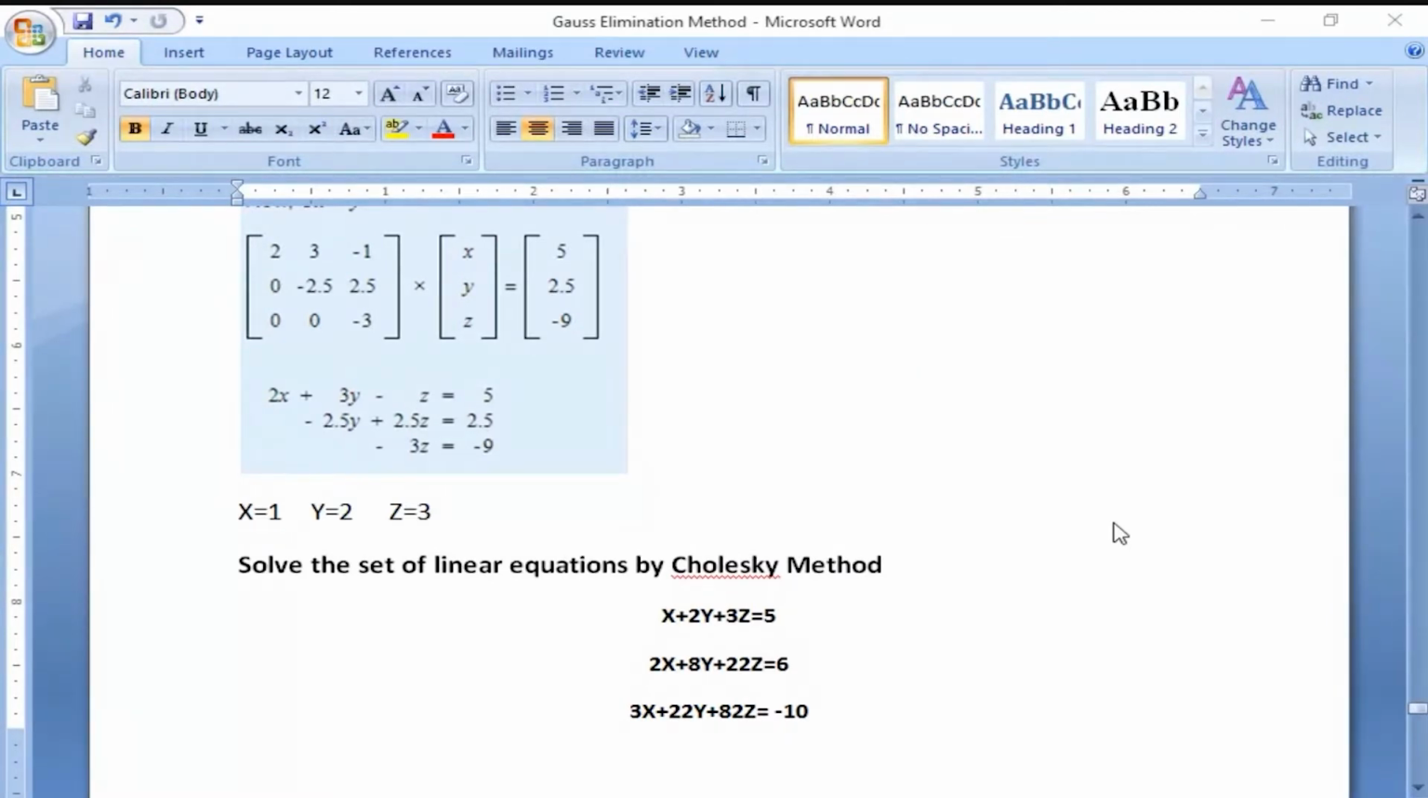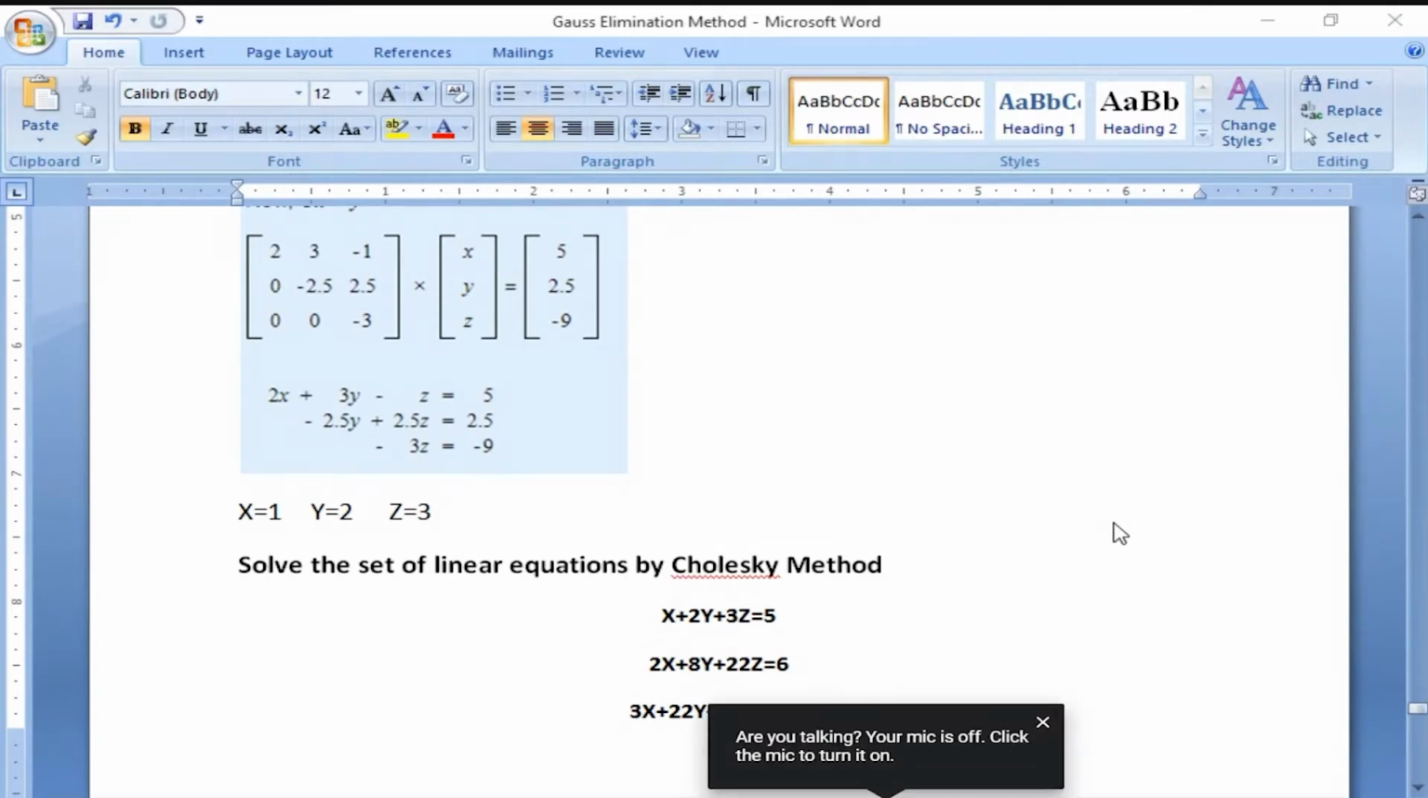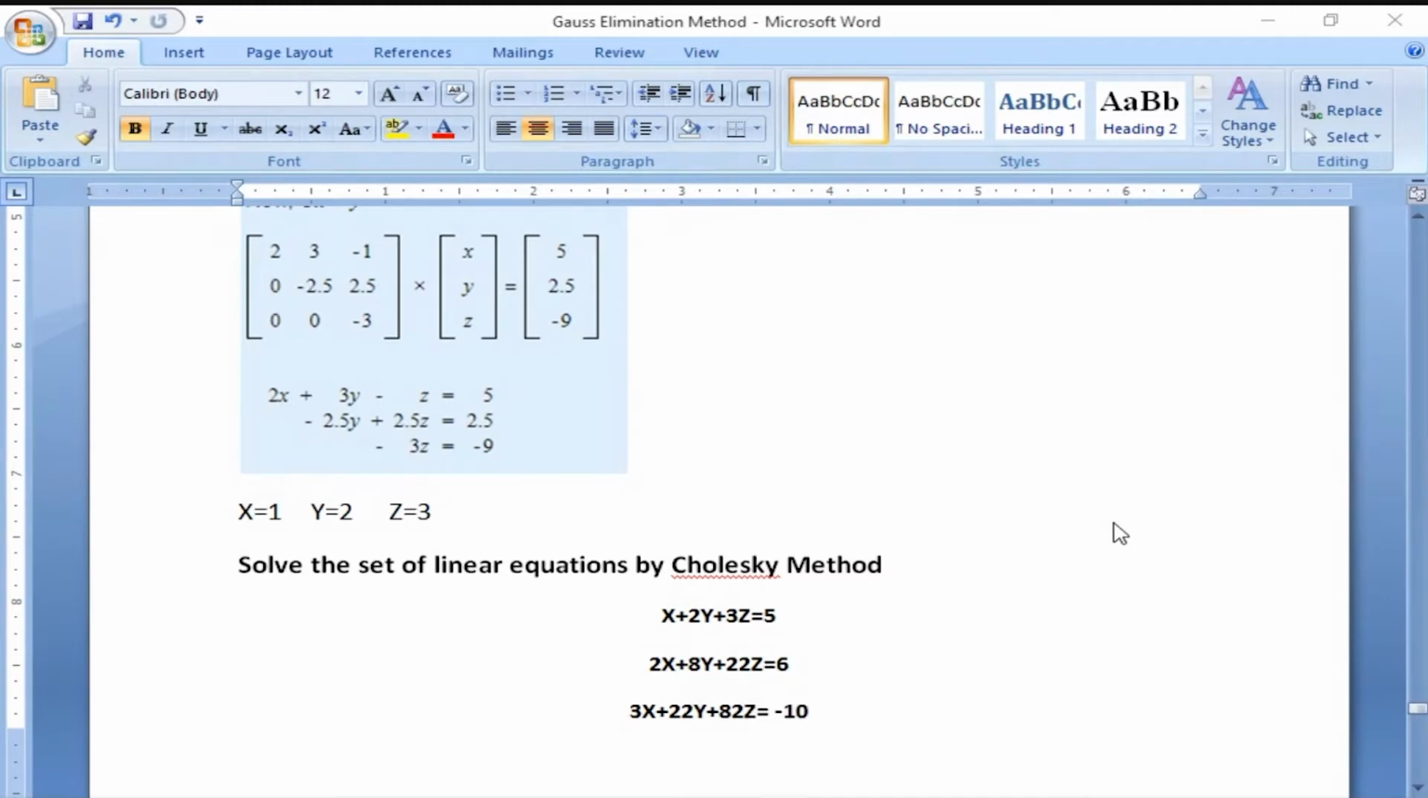Have you noted down these equations? Okay. Now for that, first of all, what you have to do? You have to convert this equation in terms of the augmented coefficient matrix. In the first step, just convert the set of equations into the augmented coefficient matrix, which is like AX is equal to B. Okay.